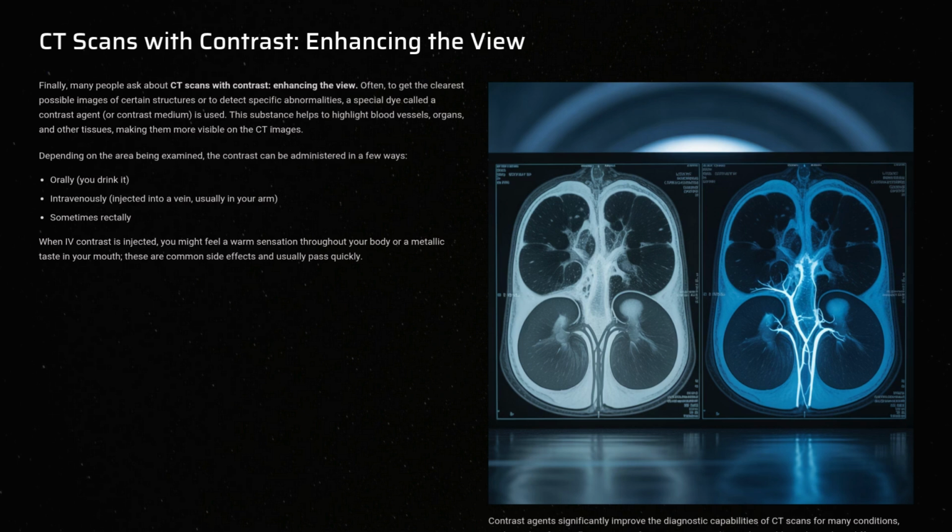When contrast is injected, you might feel a warm sensation throughout your body or a metallic taste in your mouth. These are common side effects and usually pass quickly. Contrast agents significantly improve the diagnostic capabilities of CT scans for many conditions, such as identifying inflammation, infection, tumors, and vascular problems, by making different tissues stand out more distinctly from one another.